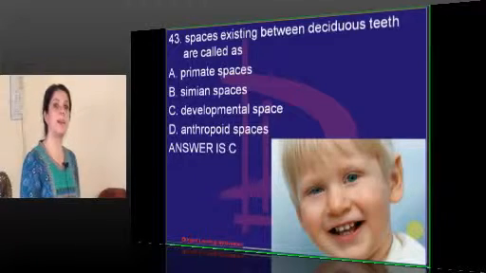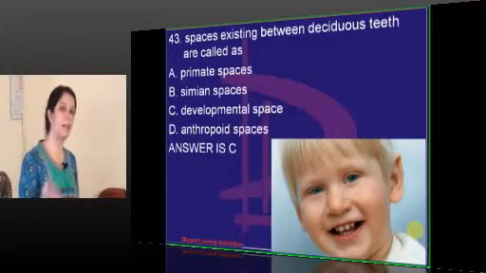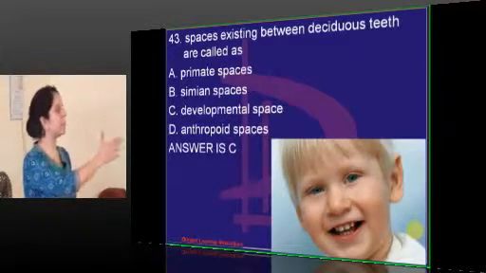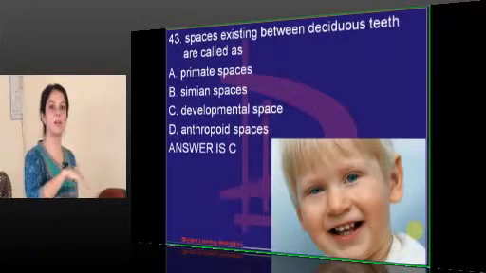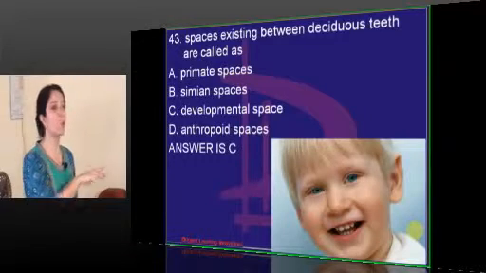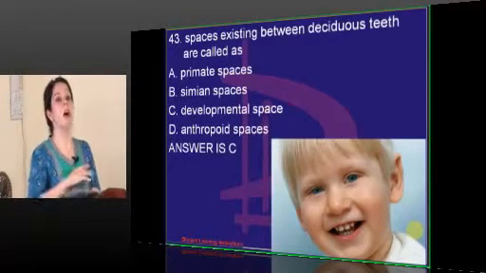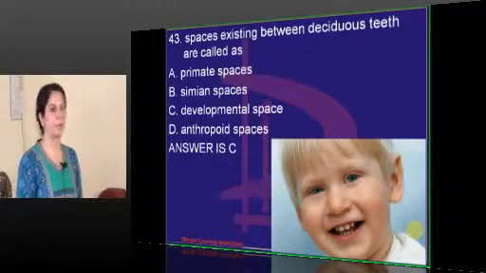possibility of this child having malocclusion is going to be very high, because these spaces usually help the child's permanent dentition to settle in a correct position. And if these spaces are not present, usually there is an arch form tooth material discrepancy.